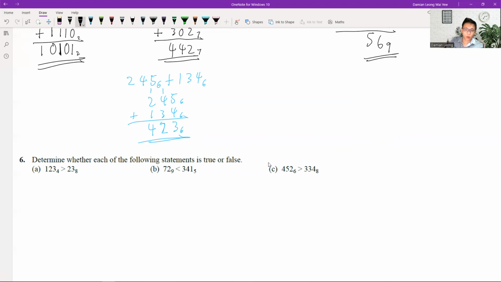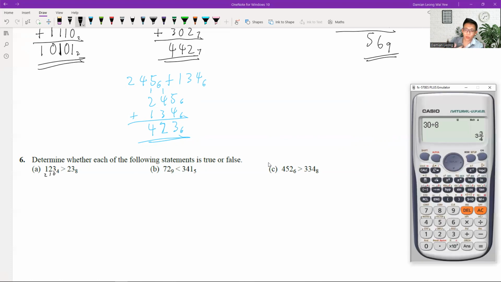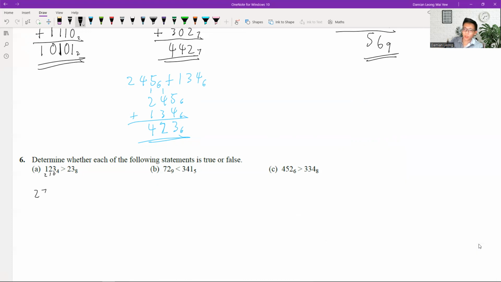1, 2, 3 in base 4. Power 0, power 1, power 2. Personally, I will straight away type into the calculator, because it's not going to give you marks for working, so I choose not to write out the working. So 1 times 4 to the power of 2, so I put 4 squared, plus 2 times base 4 power 1, which is just 4, plus 3. So this is 27 in base 10.